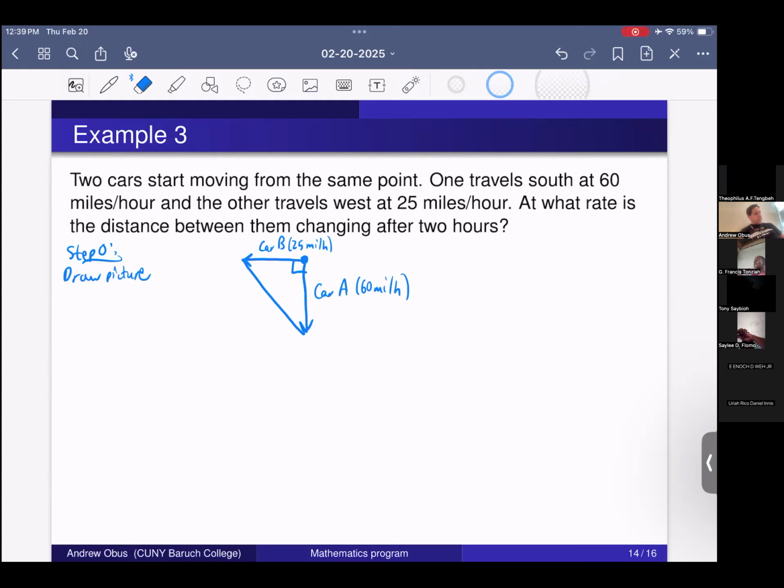Okay, so let's give these distances names. I'll call this distance A and I'll call this distance B. And then maybe this distance is C. This is what we want to know. So step 1 is write an equation relating the quantities.